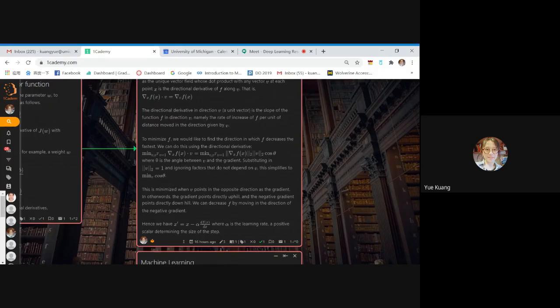This is minimized when v points in the opposite direction of the gradient. In other words, the gradient points directly uphill and the negative gradient points directly downhill. So we can decrease f by moving in the direction of the negative gradient. Hence we have the formula here, where alpha is the learning rate, a positive scalar determining the size of the step. Are there any questions for this part?